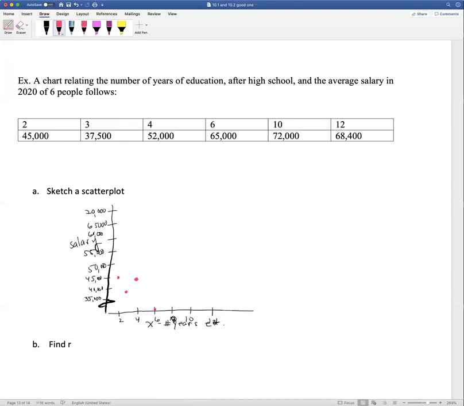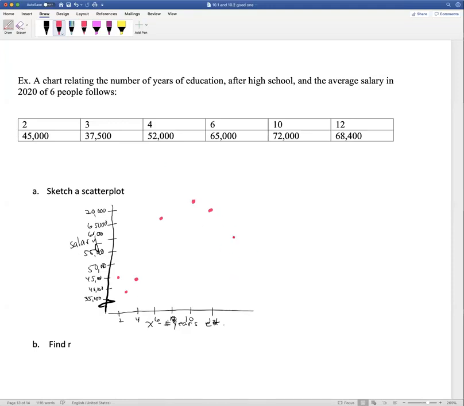Somebody with 6 years of education is making 65. Somebody with 10 years of education is making 72, so we're a little bit above 70. And then somebody with 12 years is making 68.4, so right around here. Okay, so here's a scatter plot.